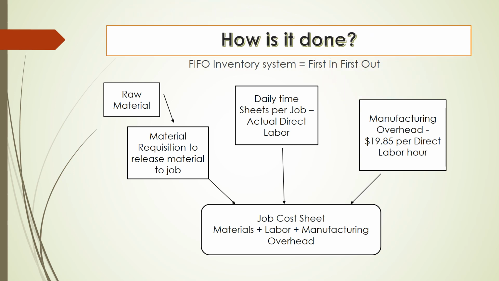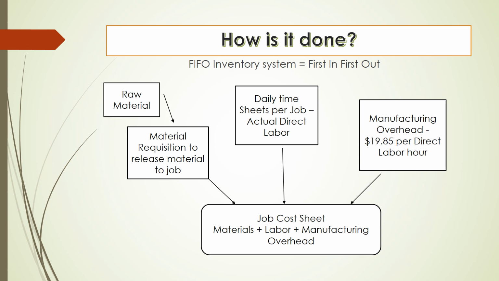So how is it done? Good question. Well, the first thing you need to know is your inventory system. Here at Ford Manufacturing, we do a FIFO inventory system, which means first in, first out, which literally is exactly what it is. So whatever we get first in is going to be what we sell first. And that is included in our raw materials.